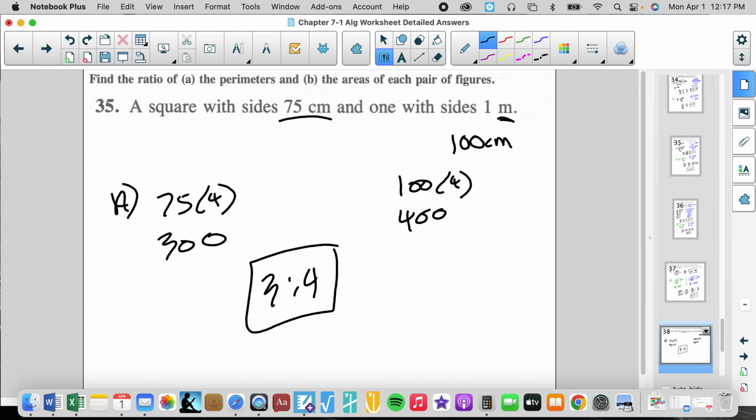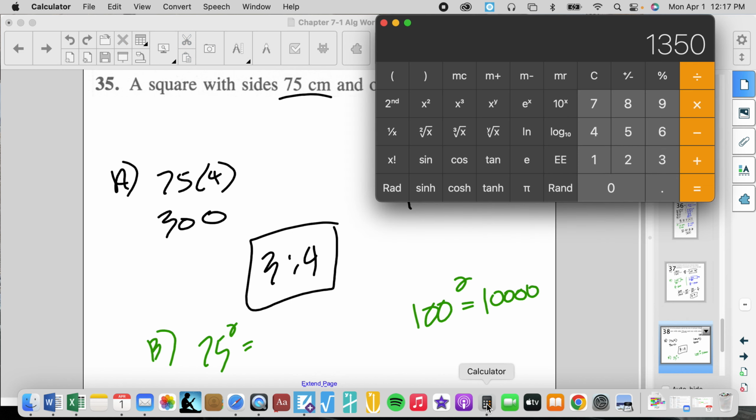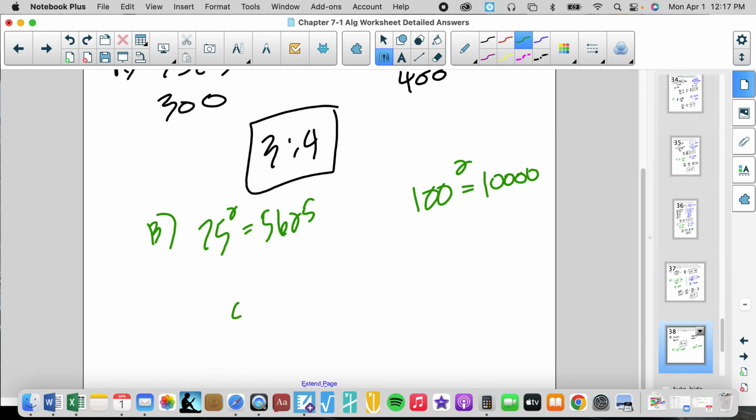Area. So we're just going to do 75 times 75. This is 75 squared, which is a big number. And 100 squared, which is a big number. 3, 4. 75 squared. Kids, know your squares. I don't expect you to know. 5625. So 5625 over 10,000.